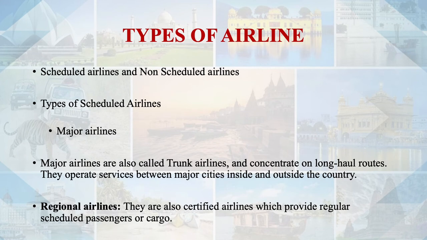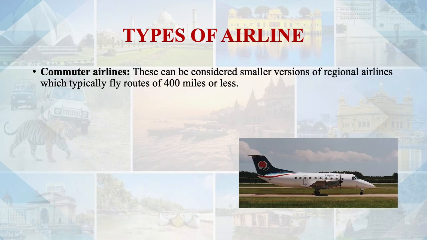A regional airline is another kind of airline we have in the air transportation sector. There are certified airlines which provide regular scheduled passenger or cargo services in particular regions. So they may not have a national or international service. Commuter airlines are a kind of small airline. They are a kind of regional airline, in fact, and their routes may cover a distance of 400 miles or less only. They are very small operators. They are a type of regional airline actually.